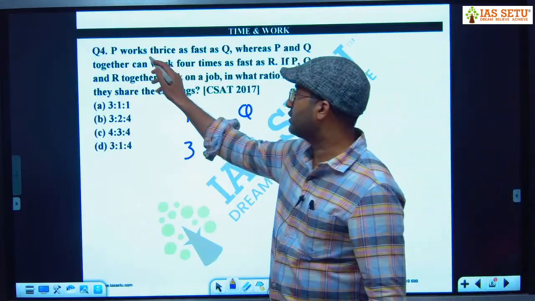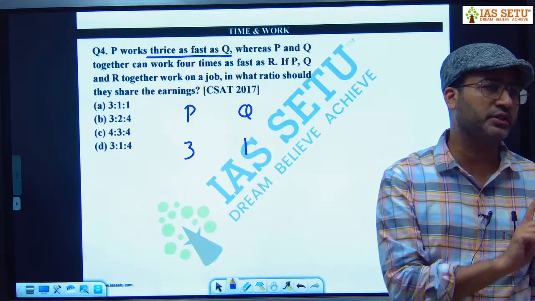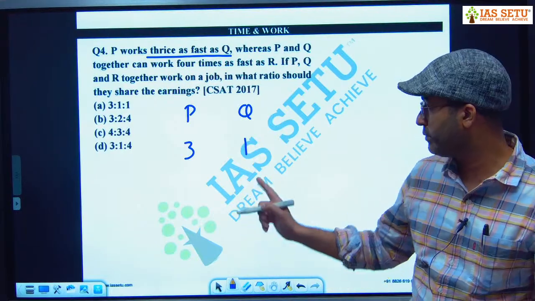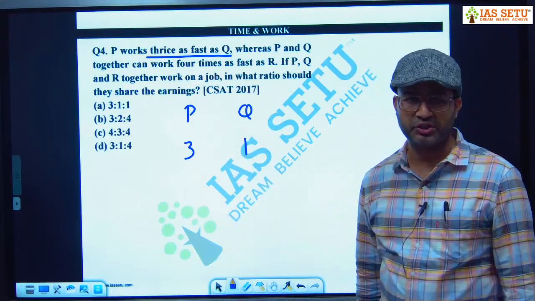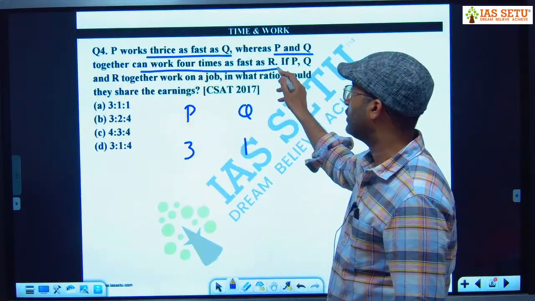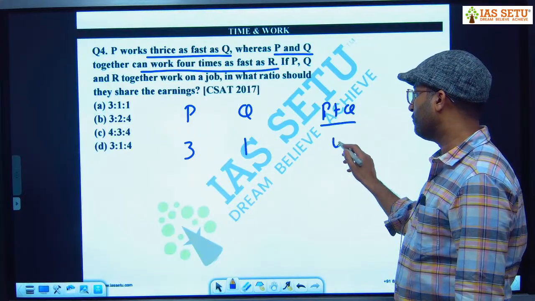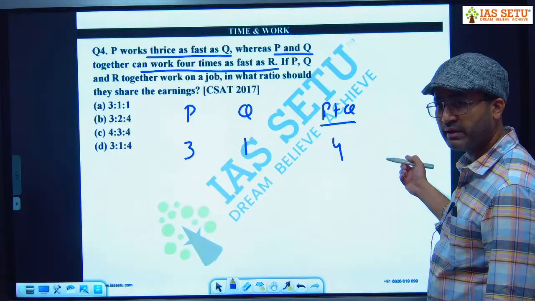P works thrice as fast as Q. If Q is 1 efficient, P will be 3 efficient. Or if Q makes 1 chair, P will make 3 chairs. Next, P and Q together can work 4 times as fast as R. It means P and Q together make 4 chairs, which is 4 times as compared to R.